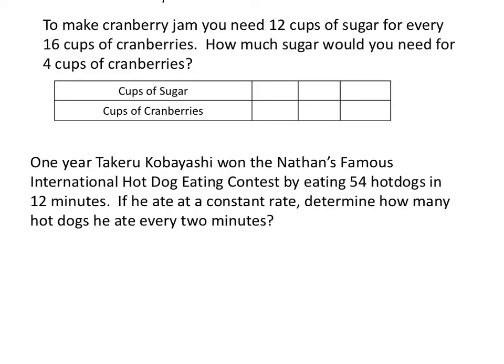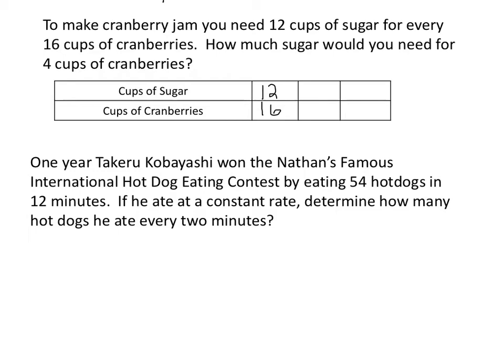Alright, let's look at another example. To make cranberry jam, you need 12 cups of sugar for every 16 cups of cranberries. How much sugar would you need for 4 cups of cranberries? So why don't you go ahead and try this one on your own by pausing the video and then check your answer. So we need 12 cups of sugar for 16 cups of cranberries.